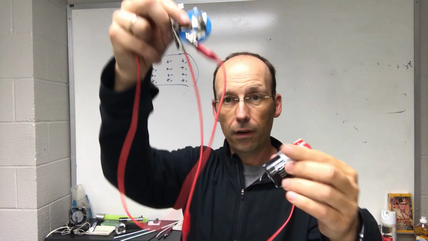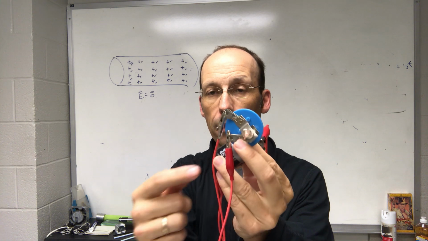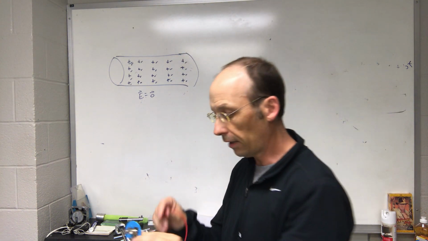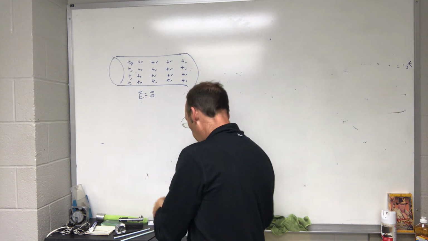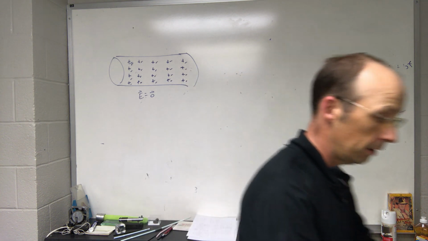So here I have a wire going from one end of the battery through the light bulb back to the other end. I have magnets on here to connect it. You see that? Okay, so that's an electric current. Let's think about what happens in a metal.